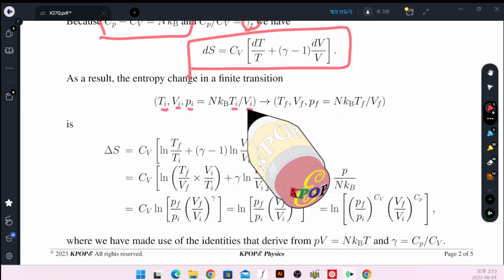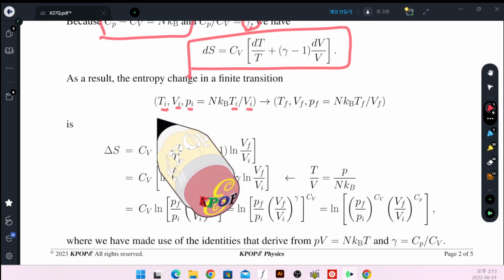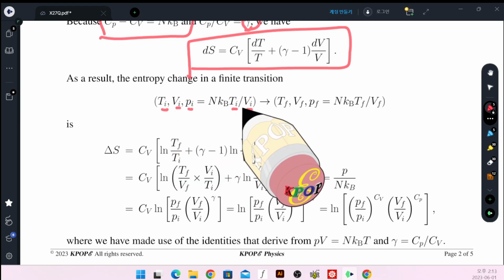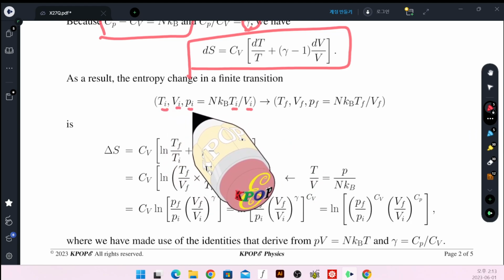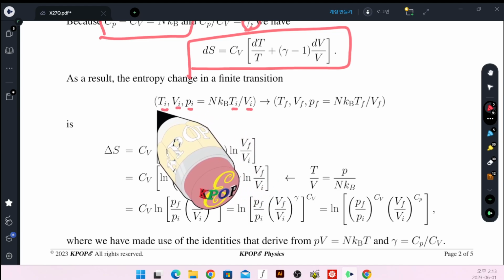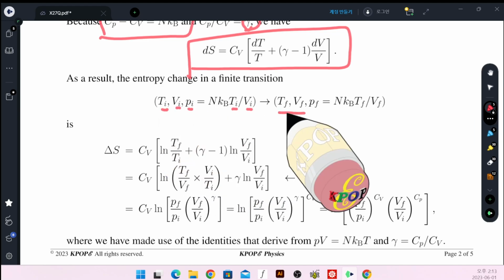As a result, the entropy change in a finite transition from the initial state, with the subscript i, has temperature, volume, and pressure. Not all of them are independent, and if we choose these two, then the pressure is completely determined by temperature and volume, from the initial state to the final state.